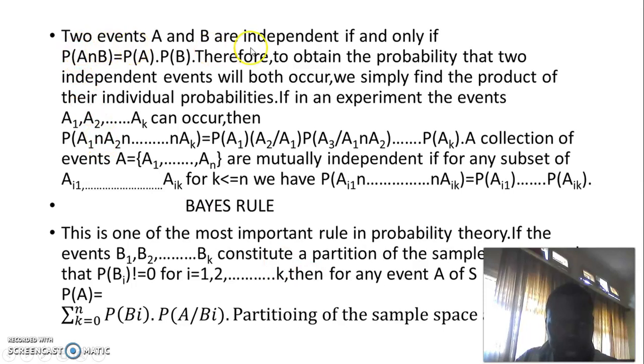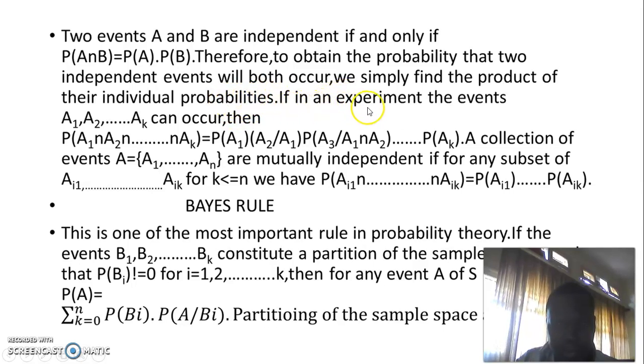Two events A and B are independent if and only if the probability of A intersection B is equal to the product of the probability of A times the probability of B. Therefore, to obtain the probability that two independent events will occur, we simply find the product of their individual probabilities. So if the product of their individual probabilities gives us the probability of A intersection B, then we conclude that they are independent. Else they are not independent.